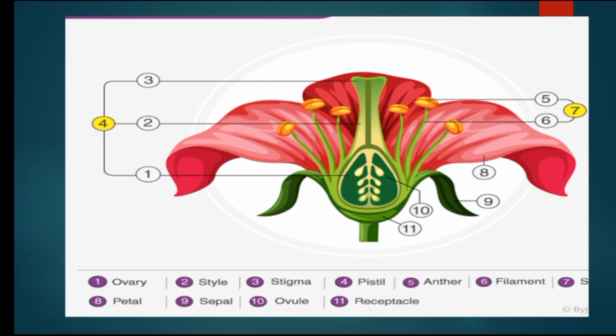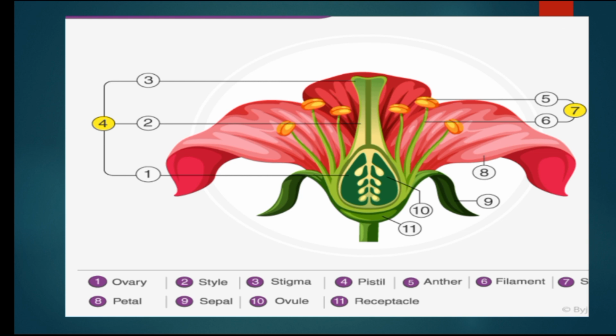The ovary is the lowermost part of a carpel. It is attached to the thalamus and has one to many chambers. In each chamber, one to many ovules are present. In each ovule, a megaspore is present. Therefore, the ovule is a megasporangium.